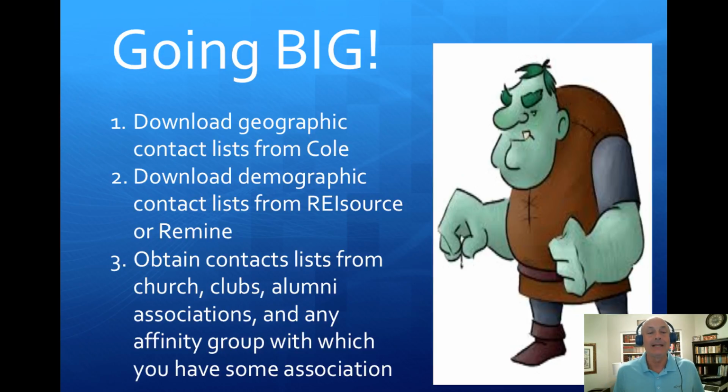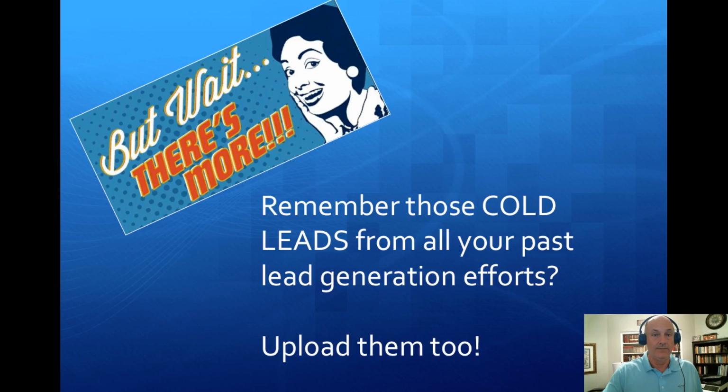3, obtain contact lists from church, clubs, alumni associations, and any affinity group with which you have some association. You can literally add hundreds or thousands of contacts from these sources within just a few hours. But wait, there's more. Remember those cold leads from all your past lead generation efforts? Those leads, you're like, these leads are no good. These people don't call me back. They don't even respond to my emails or text messages.